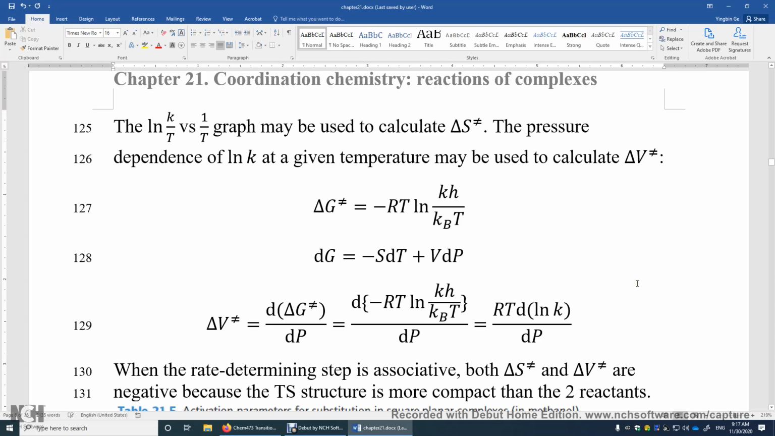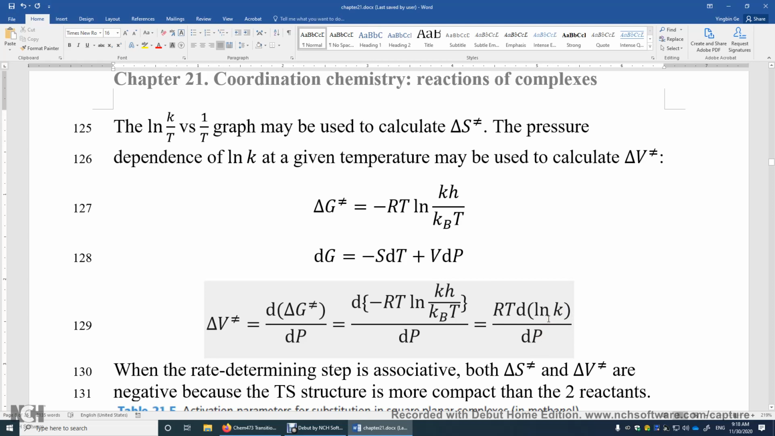So now it's pretty simple. You do this measurement of the reaction rate constants at a constant temperature. Do not change the temperature this time. Just change the pressure. Measure the reaction rate constant at 1 bar pressure, 2 bar pressure, 10 bar pressure, whatever. And then you plot LNK versus P. It's going to be linear, and you find the slope.